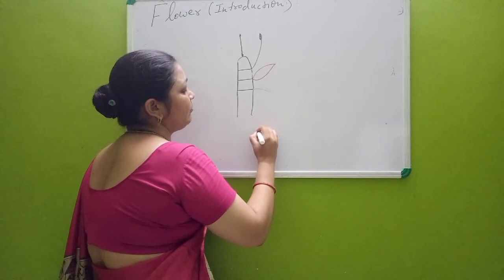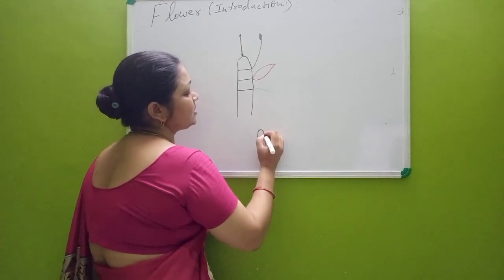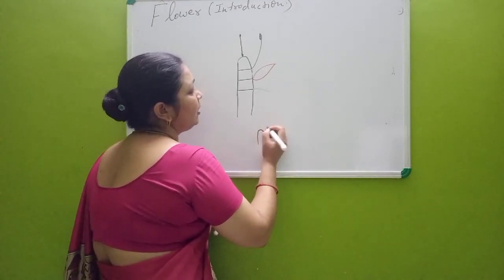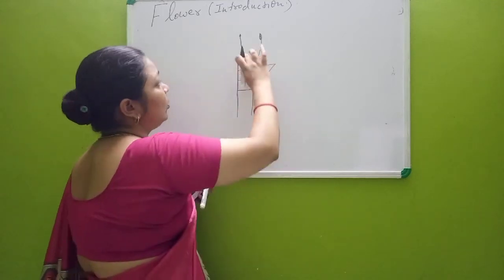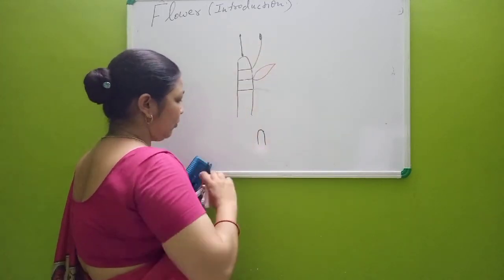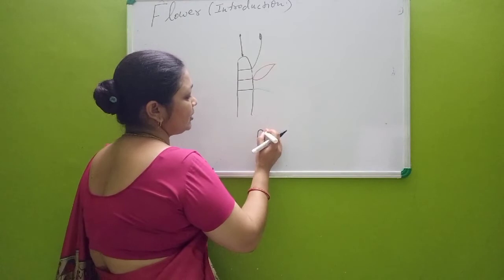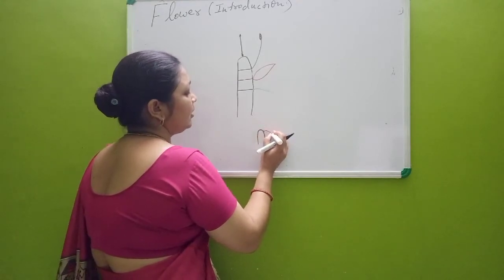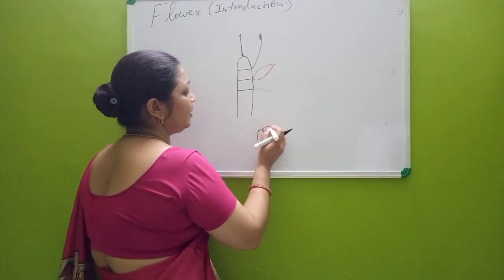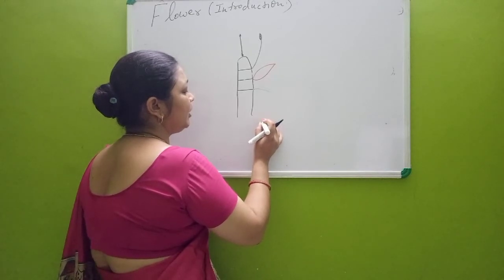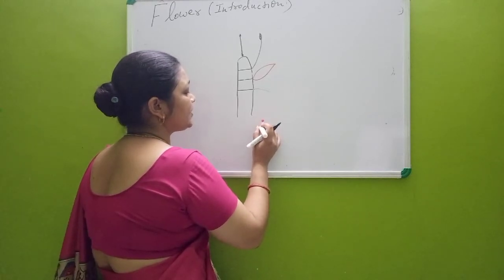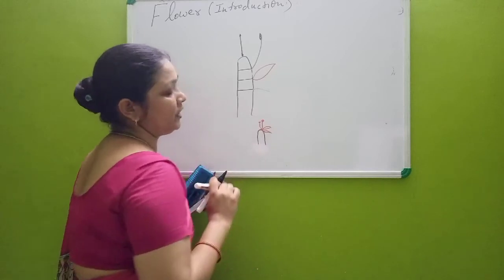After compression, what happened? This will be like this. Here will, what happened? This will come here, and what happened? From here the sepal will arise. From here the petal will arise. From here the stamen will arise. And from here the ovary will arise.